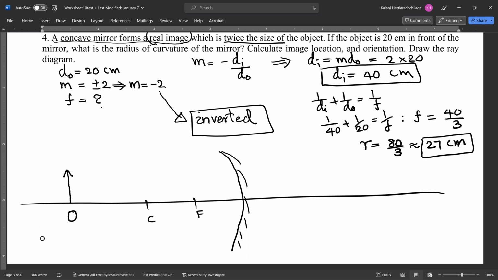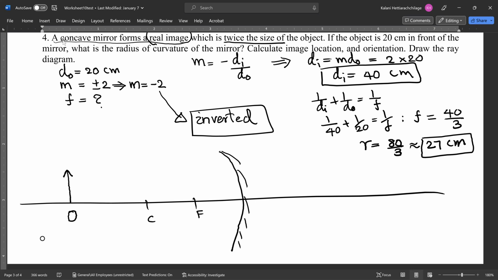Estimation object is there, right? So now I need to draw the ray diagram, right? So you're going to choose any two rays that you have and then find the location of the image. Okay, so now let's draw whichever rays that you like to draw.